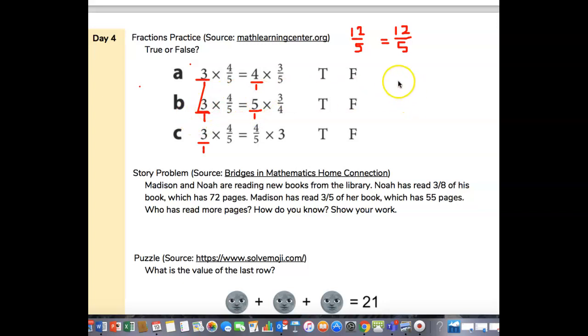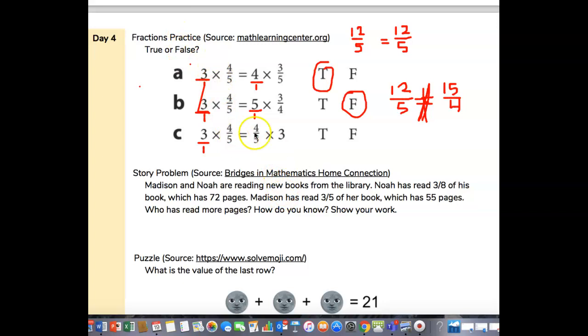3 times 4 is 12. 1 times 5 is 5. Let's see if this equals. 5 times 3 is 15. 1 times 4 is 4. So that does not equal. So when we say not equal, we put a line through it, a slash through it. So no, that's false.